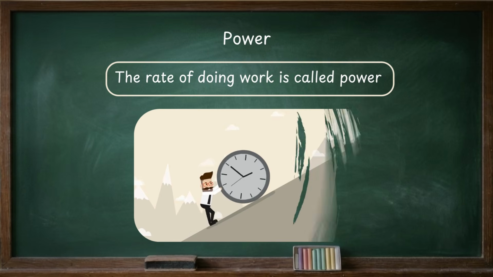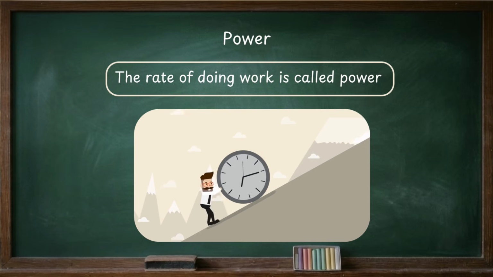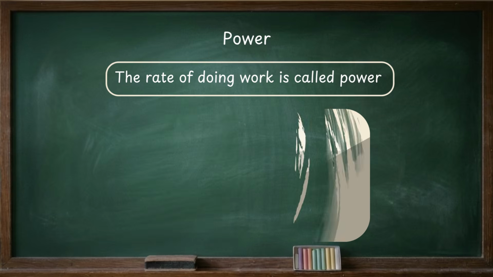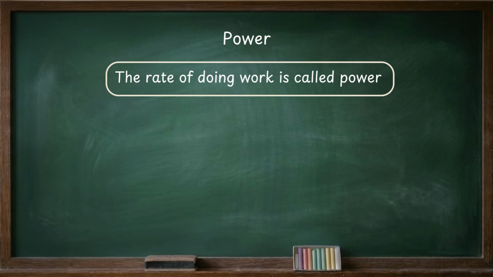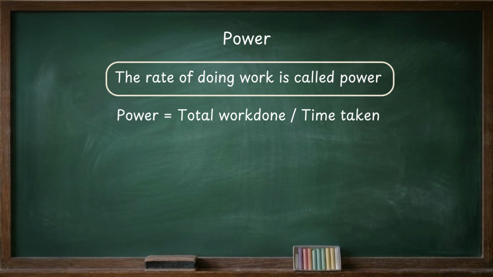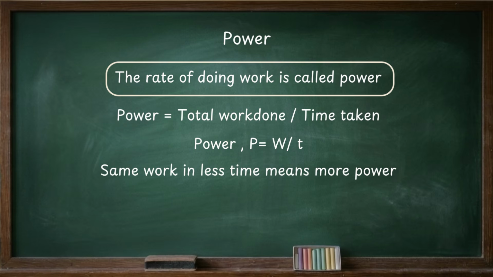It tells us how fast or slow work is being completed, while work focuses strictly on force and distance without caring about time. Power depends entirely on time. We calculate power by dividing the total work done by the time taken. Power, P, equals W over T. If a machine finishes a job in less time, it has more power. Like work, power has no direction, so it's a scalar quantity.